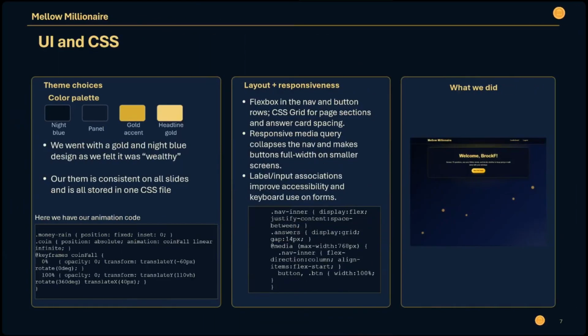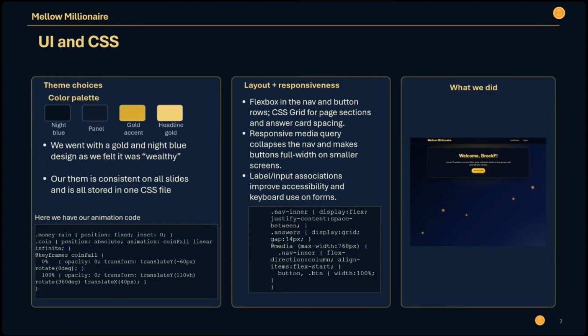Here we have our UI and CSS. So here you can see our theme choices and the color palette. We have 4 distinct colors: night blue, panel, gold accent, and a headline gold. We went with a gold, night blue design as we felt it was wealthy, right? You want to be a millionaire. You want to feel like a millionaire, and you also want to see and act like a millionaire.